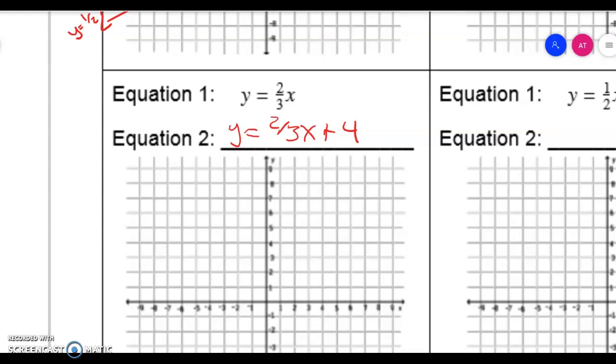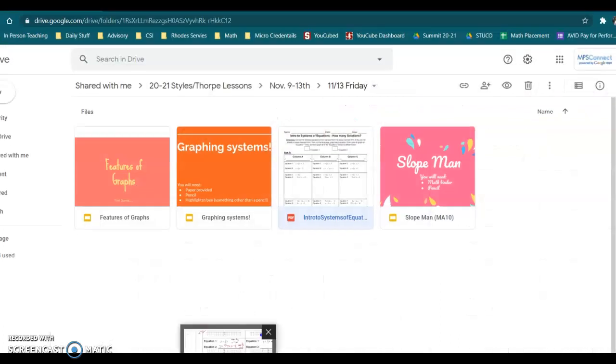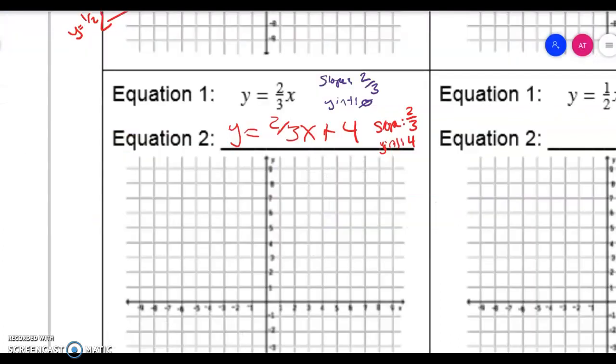So this right here, the slope for this one is 2 over 3. And my y-intercept, if you don't have anything there, plus nothing, my y-intercept is actually going to be 0. It's going to be at 0, 0. So now I'm going to have my slope is 2 over 3 for the second one, and my y-intercept is 4. So I need to graph the equation here.